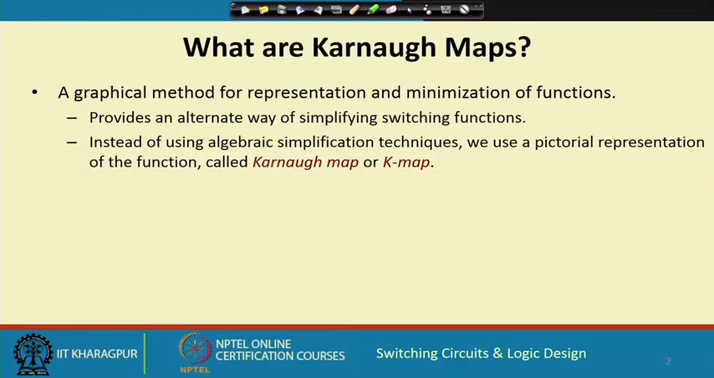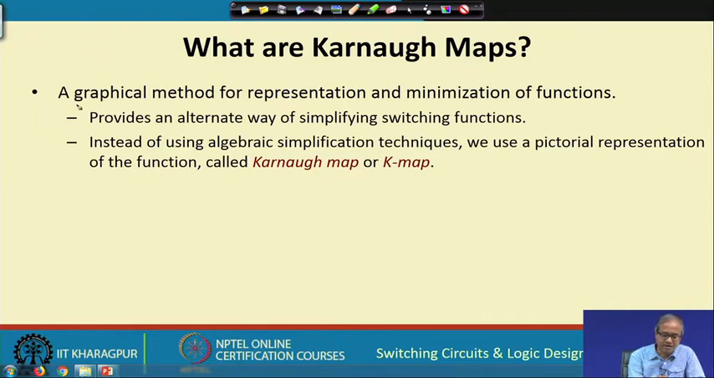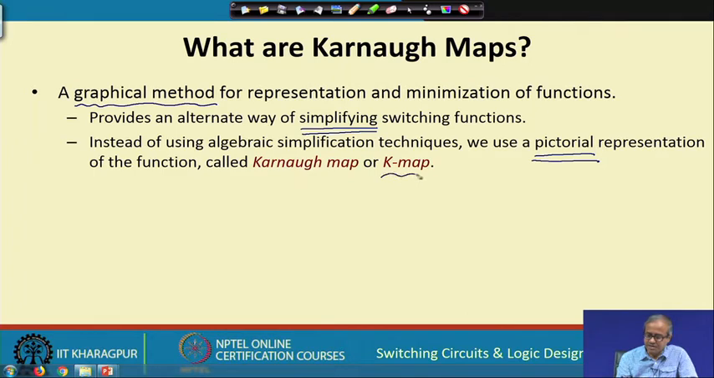So, basically speaking, what I am talking about is that Karnaugh map is nothing but a graphical method for representing and minimization of functions. Well, we use Karnaugh map for simplifying or minimizing switching functions. We earlier already have seen how we can use algebraic technique to do the same, but instead of algebraic methods, we would be using this Karnaugh map, which I said is some kind of a pictorial representation, and sometimes in short we refer to it as K map.